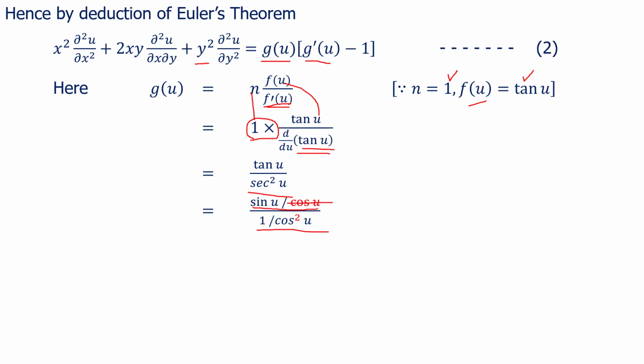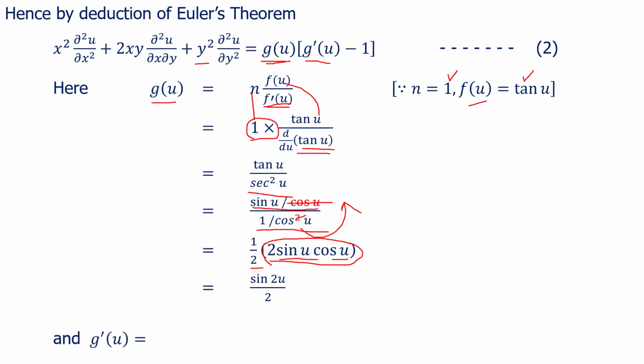So one cos u will cancel. The other cos u goes to the numerator, so it will multiply with sin u. So this can be written as sin u into cos u. Let us multiply and divide by 2, so it will become 1 upon 2 into 2 sin u cos u. But we know that 2 sin u cos u is nothing but sin 2u. So sin 2u upon 2 is the value of g of u.